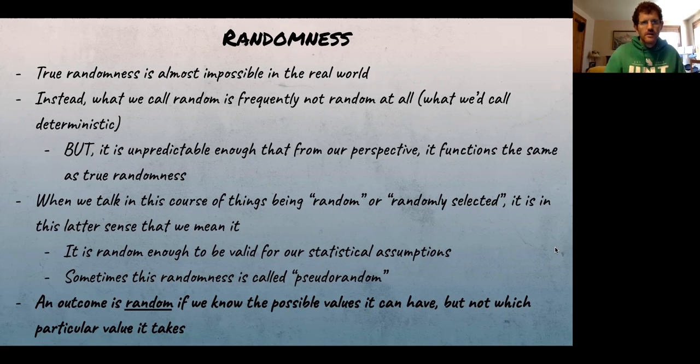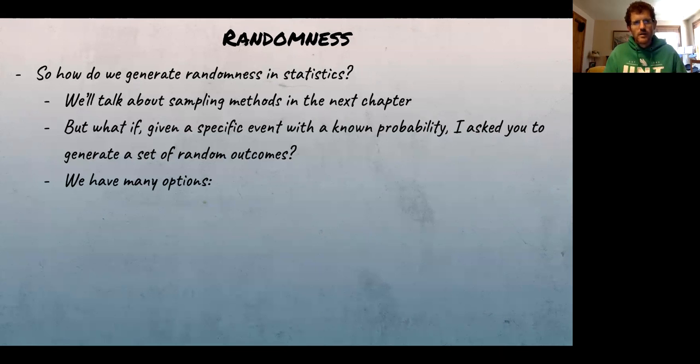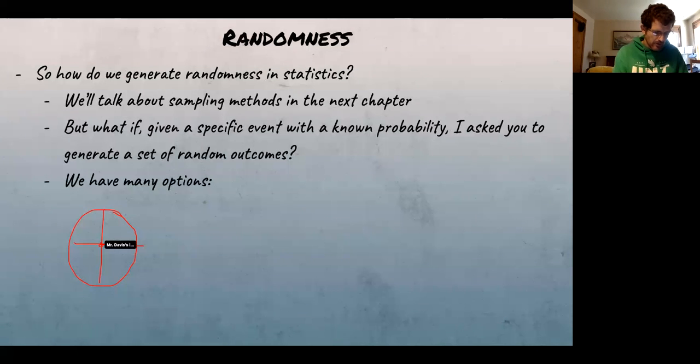Okay, so how do we generate randomness? We'll talk about sampling methods, which is important for us, but that'll be next chapter. So if given a specific event with known probability, if we wanted to generate random outcomes, we have a few options. One of them I forgot to make a slide for is spinners. If you have a spinner, like in a game, you could just spin that. That's random enough. A coin flip, you could do, roll a die.